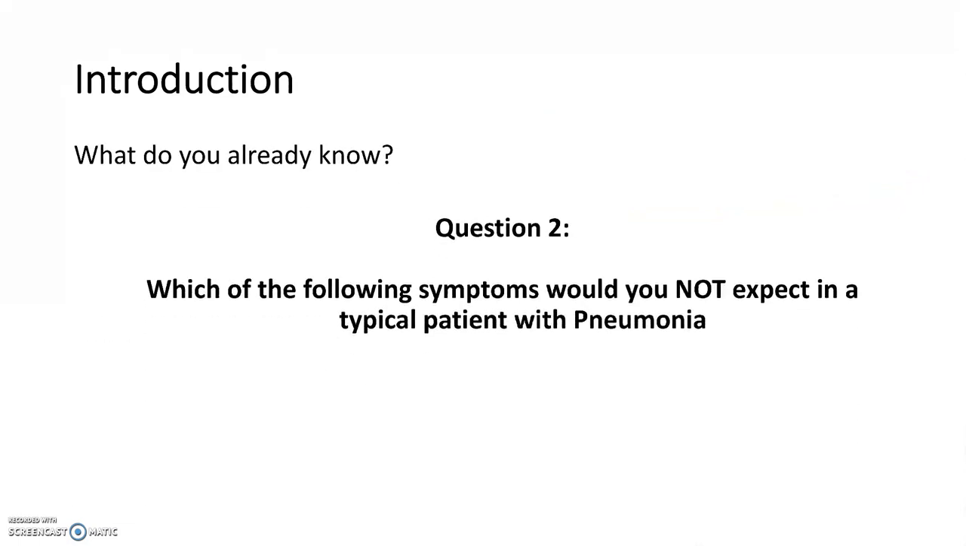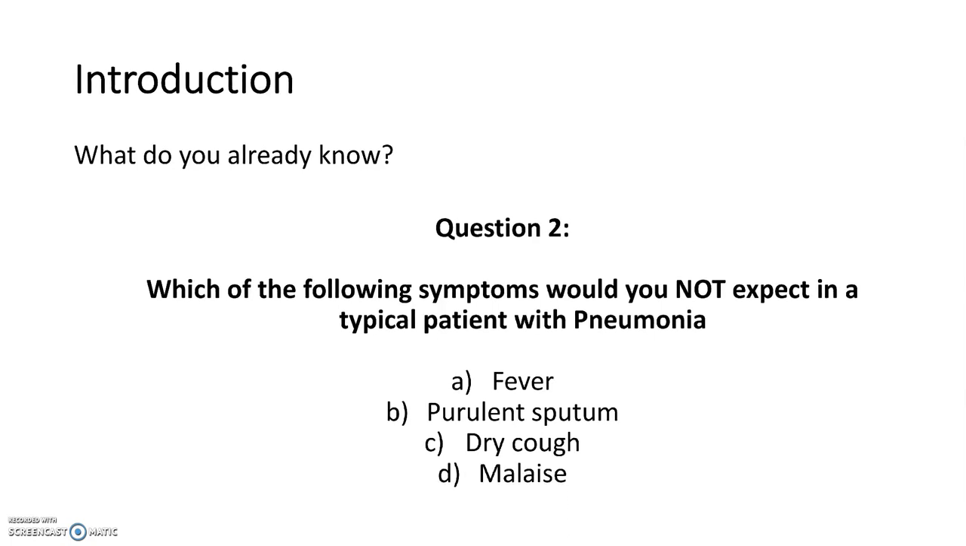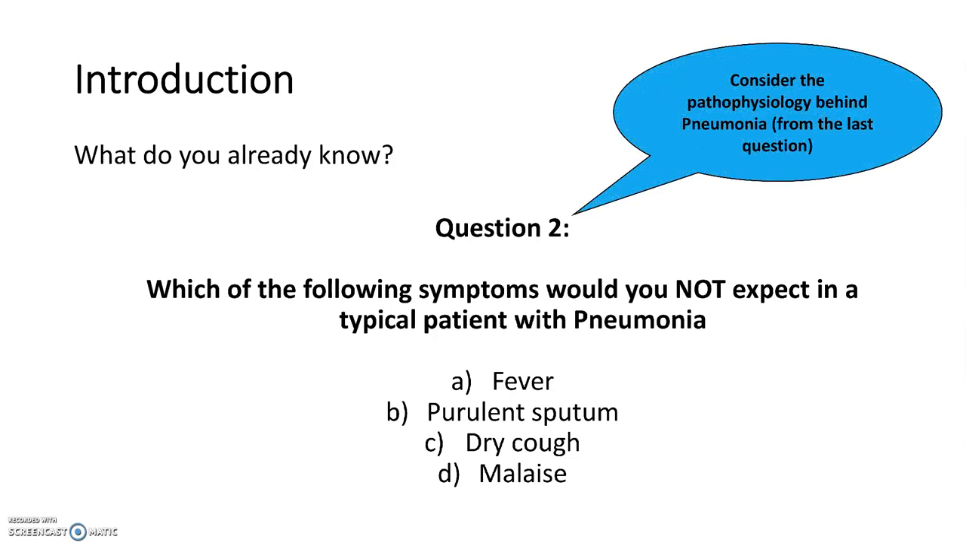Question 2. Which of the following symptoms would you not expect in a typical patient presenting with pneumonia? A. A fever. B. Purulent sputum. C. A dry cough. Or D. Malaise. So knowing that pneumonia is infective, which of these may not fit that history? And the answer is C. A dry cough. You'd probably expect, if the patient has a cough, for it to be productive.